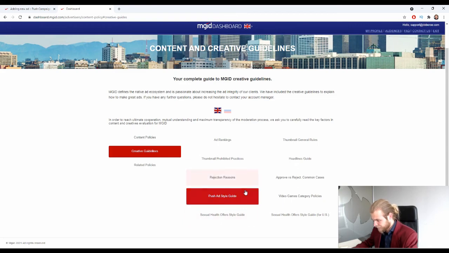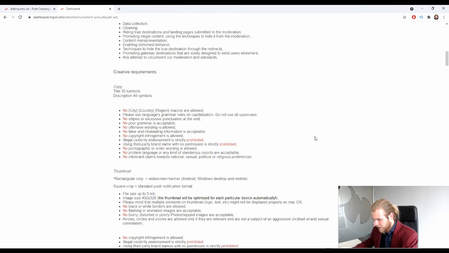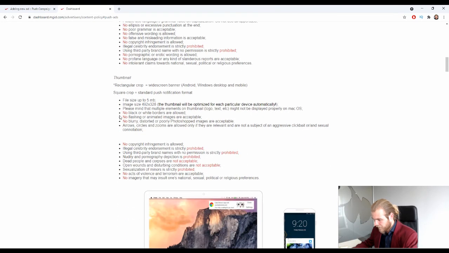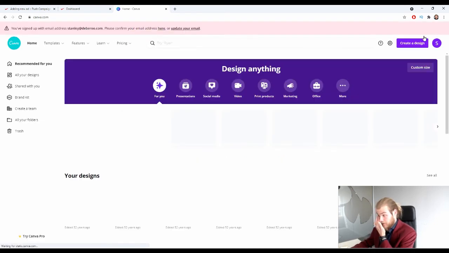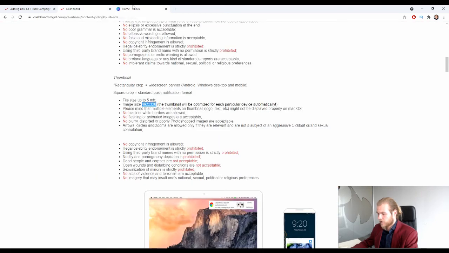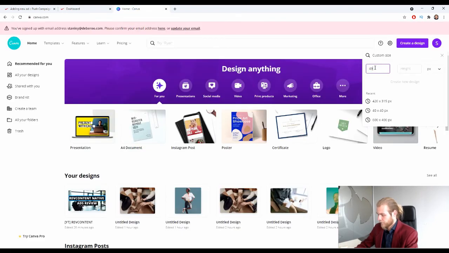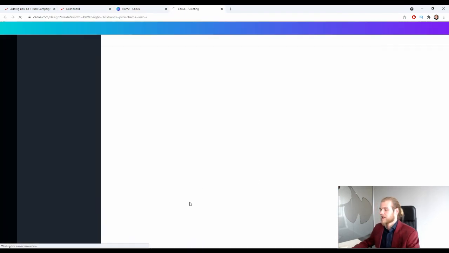So let's see. Push ad style. Do we have the dimensions here? All right, perfect. So we do have the dimensions here, 492 by 328. So let's open up Canva. And we're going to create a new design, custom size, and it was 492 by 328, right? Yep. All right, create design.